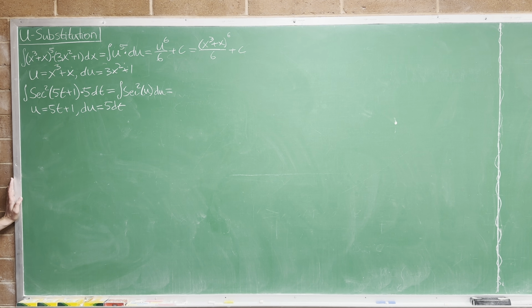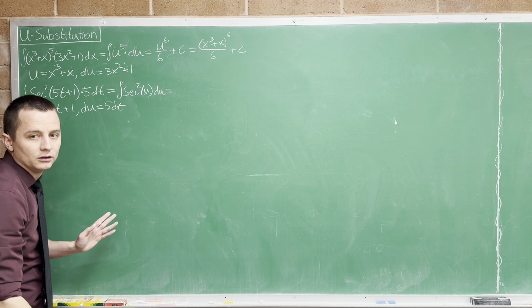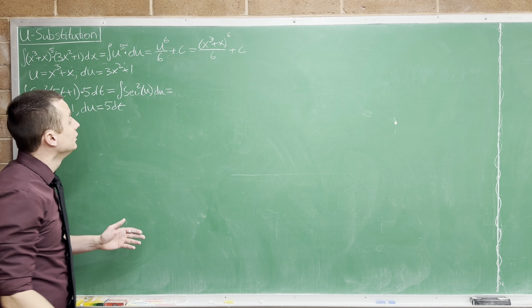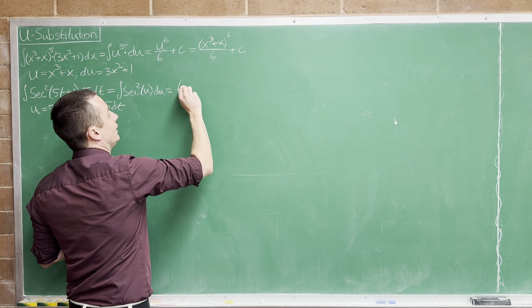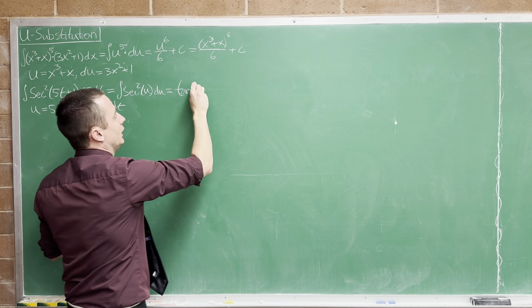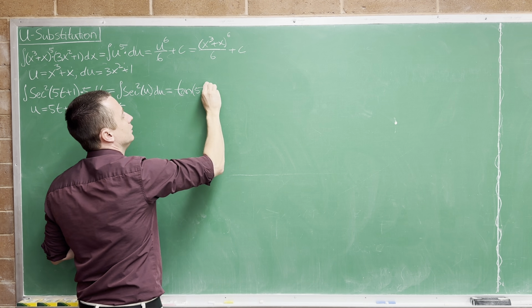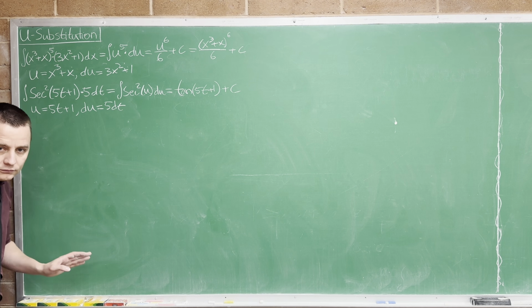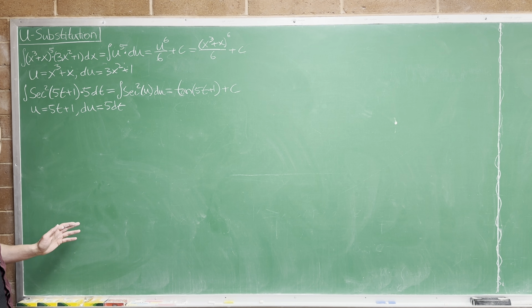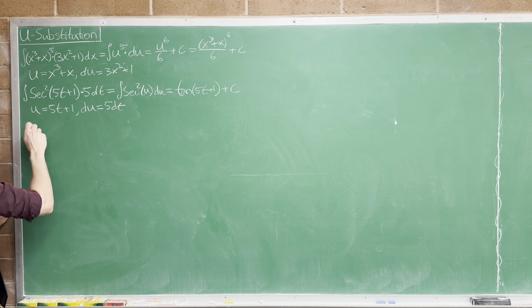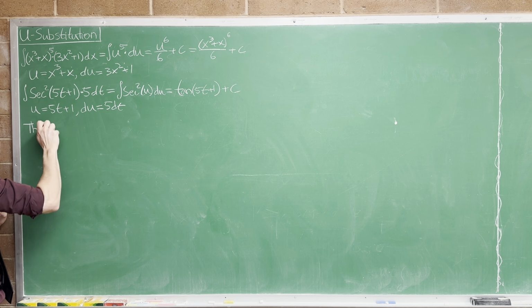And what is the integral of sec²? Tangent. So this would just be the tangent of u, but our u was 5t plus 1. So I'm going to skip straight to writing tangent of 5t plus 1, and then plus the constant. Good? Okay. All right, so theorem.